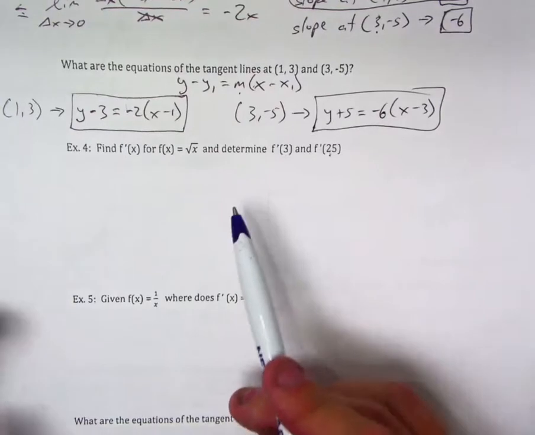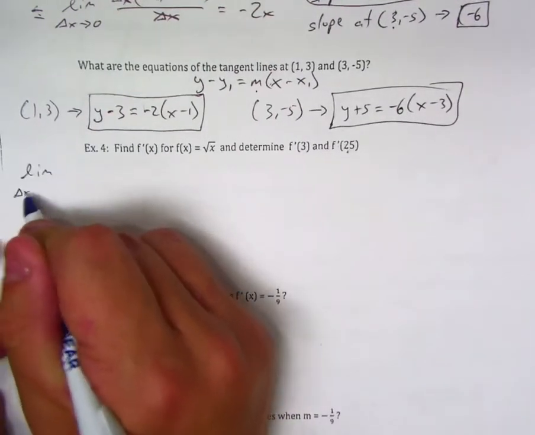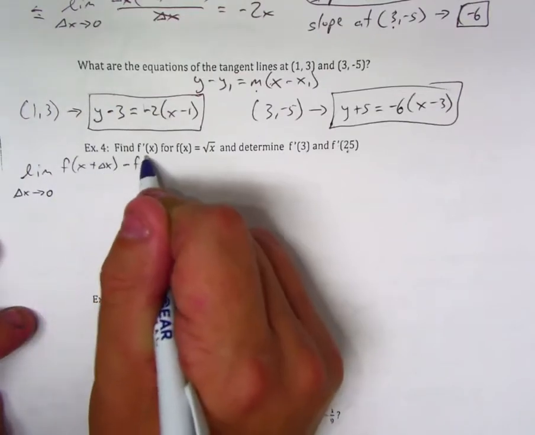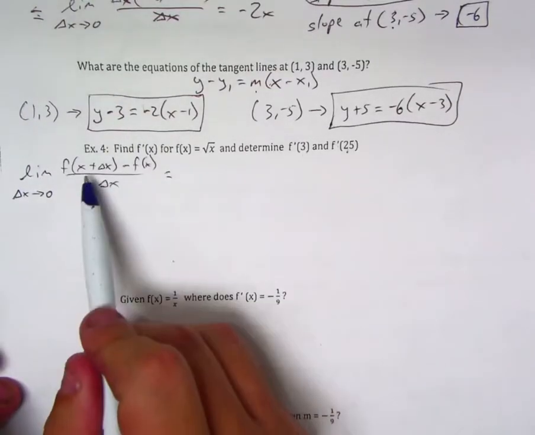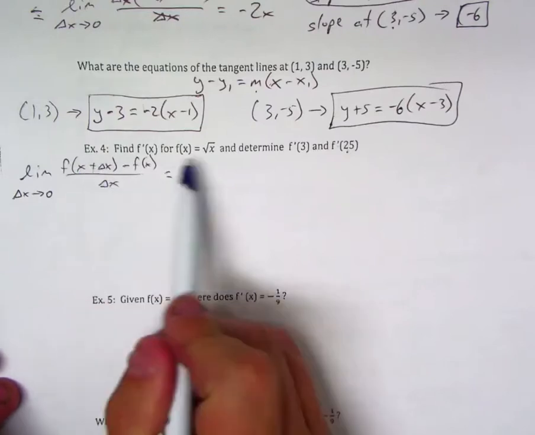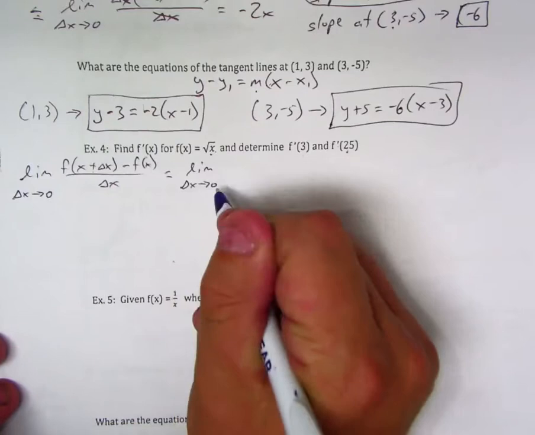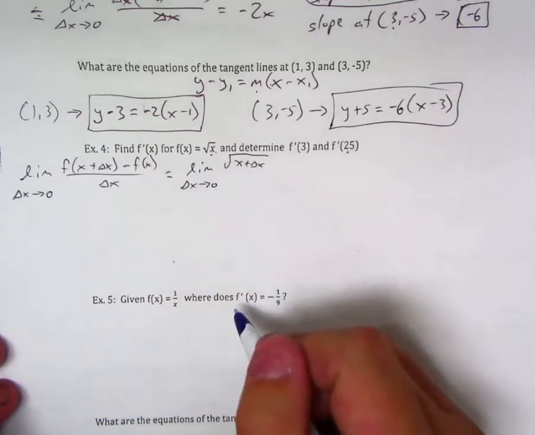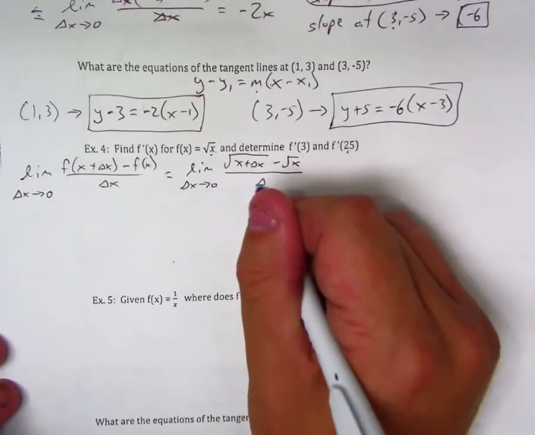So first and foremost, we have to find the derivative. So we're going to do the limit as delta x approaches 0, f of x plus delta x minus f of x over delta x. Let's do it. So we're going to take x plus delta x, input it for the function. So we have the limit as delta x approaches 0 of the square root of x plus delta x minus the function itself, so minus the square root of x, over delta x.